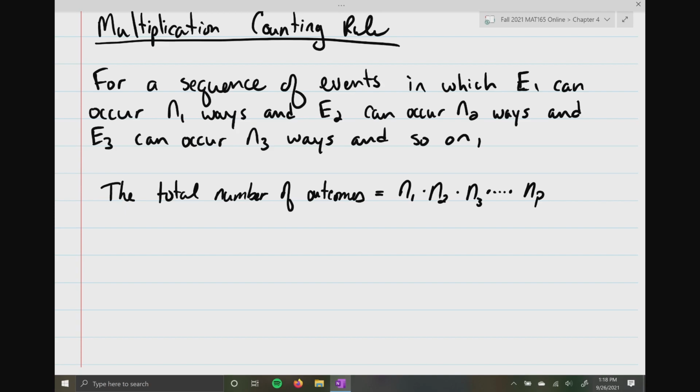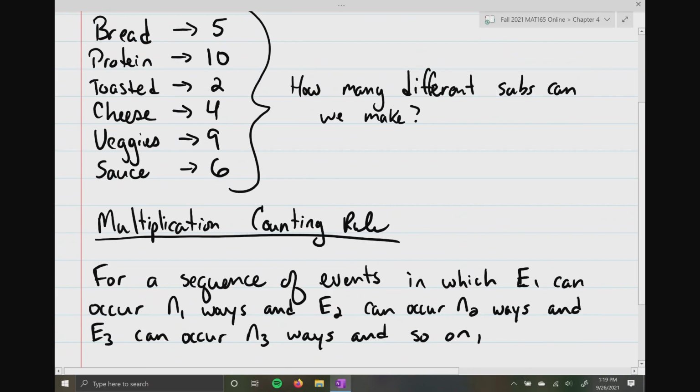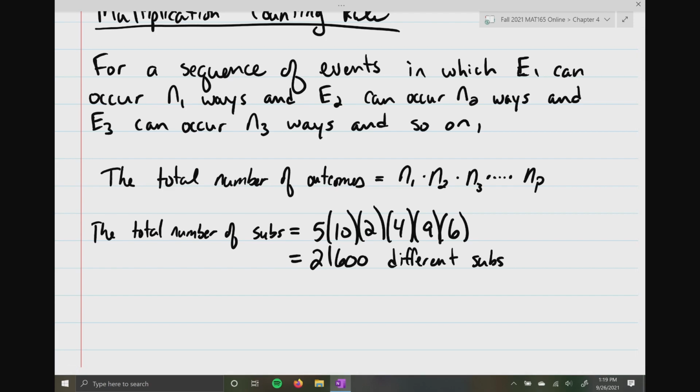So if we go back and look at how many subs, the total number of subs is going to be equal to 5 times 10 times 2 times 4 times 9 times 6. And that's going to equal 21,600 different subs, which is a bunch. All right. Like I said, you can have very extravagant subs, or you can have the very boring, I only want meatballs and nothing else, which is nothing wrong with that. I think it's a little boring, but that's just me.